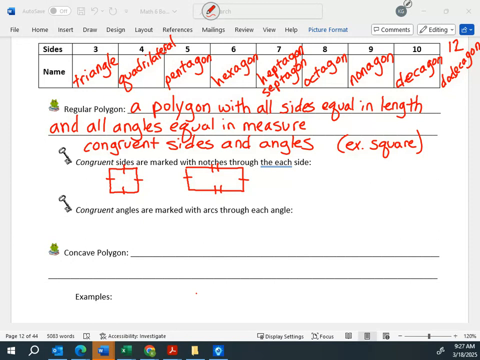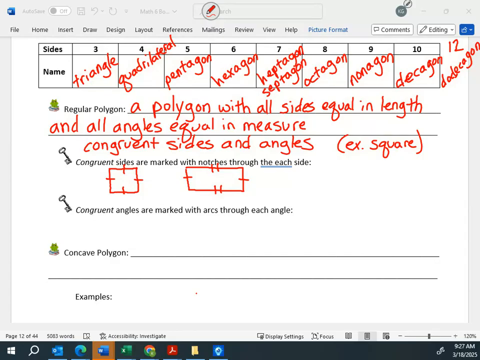You match up. If it's one notch, it's congruent with any other one notches. If there's two notches, it's congruent with any other two notches. Three notches would be congruent with any sides that have three notches. So those notches tell us which sides are congruent.